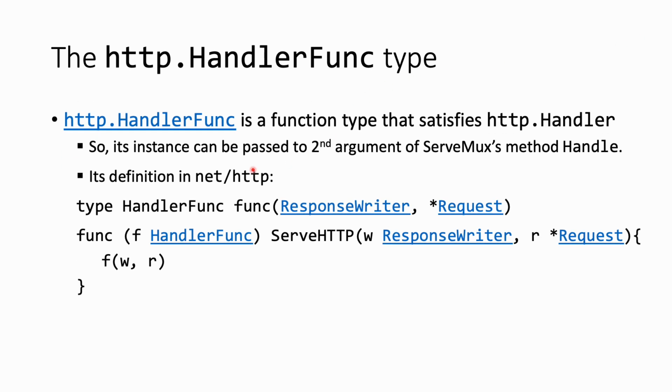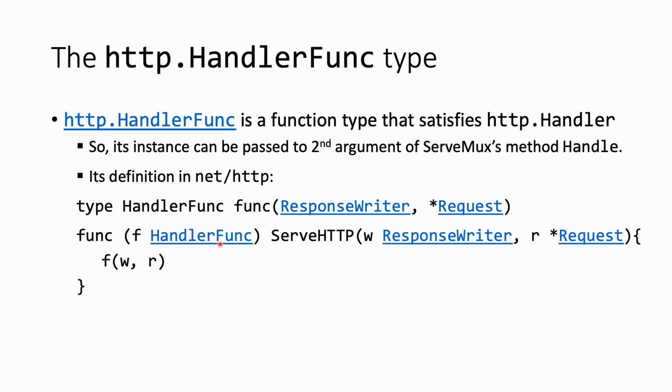Package net/http also defines another type that satisfies the http.Handler interface. It is the http.HandlerFunc type. http.HandlerFunc is a function type that is defined to be any void function taking a response writer and a pointer to request as arguments.